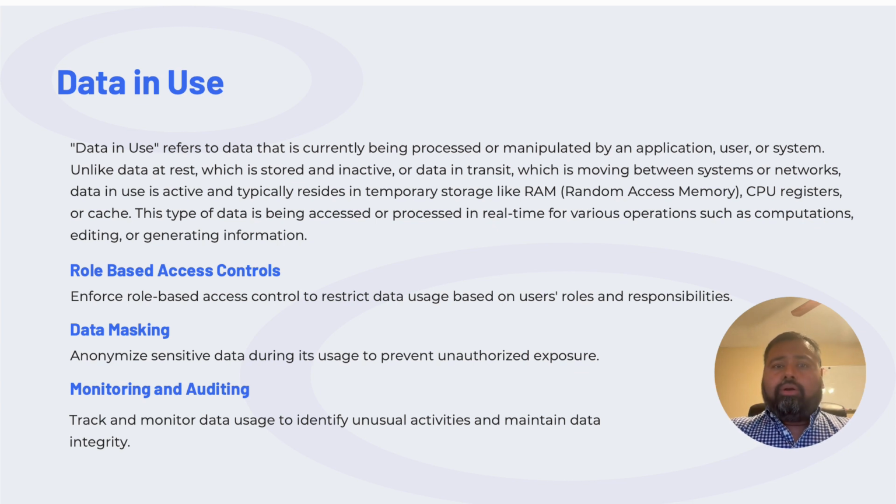How can we secure data in use? The first thing that we can do is to ensure there are role based access controls in place. That means only users with the right role can access data. The next thing that we can also do is to anonymize sensitive data elements by doing data masking for data in use. And then we also need to make sure that data in use is being monitored and audited using a system in place so that we can potentially identify any unusual suspected activity and maintain data integrity.